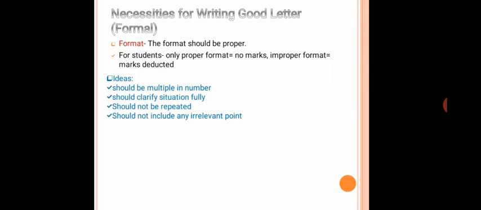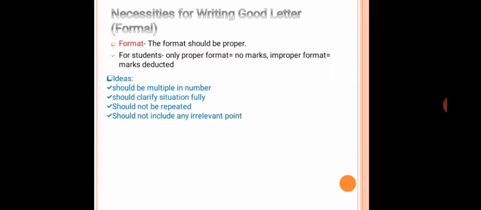Second important thing is ideas. There should be many ideas presented in an exercise. An exercise based on formal letters is generally more than 5 marks. So, the number of ideas included there should be multiple in number. The ideas should clarify the situation fully well. Now, the ideas should be such that the reader of the letter would understand completely why the letter has been written. No idea should be repeated in a formal letter because repetition gives a very bad impression and it reduces the value of a letter.